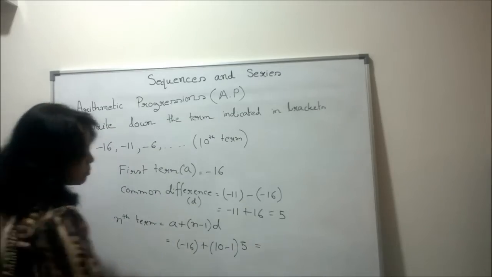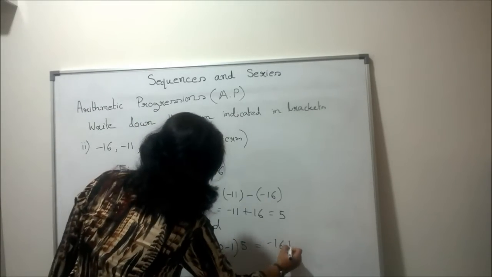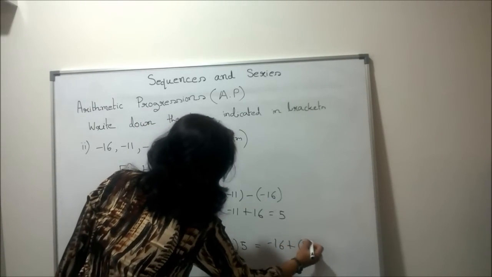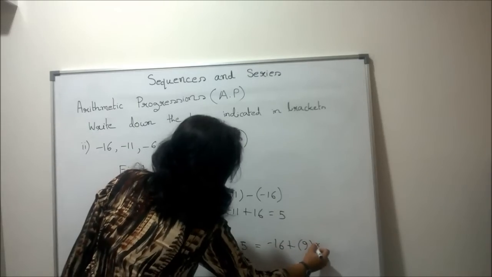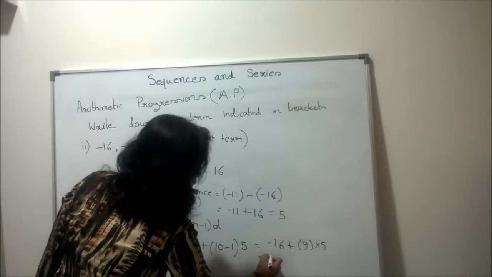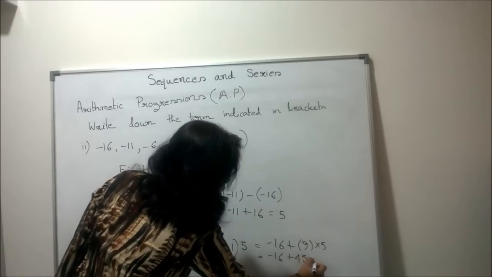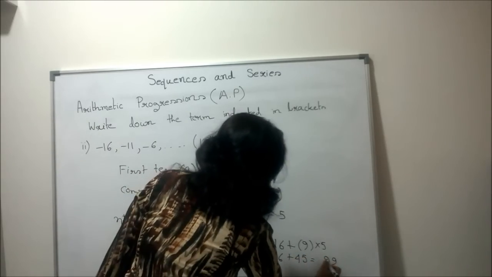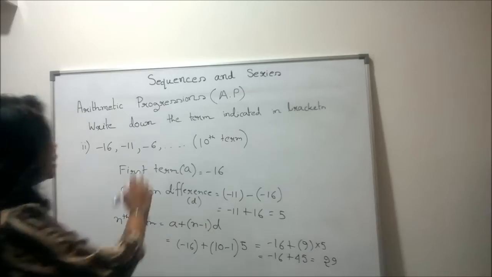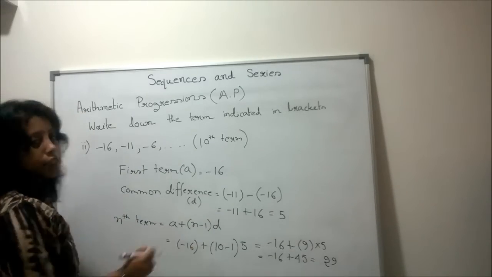So this becomes minus 16 plus 9 into 5. So this is minus 16 plus 45. So 29. So here the 10th term is 29.